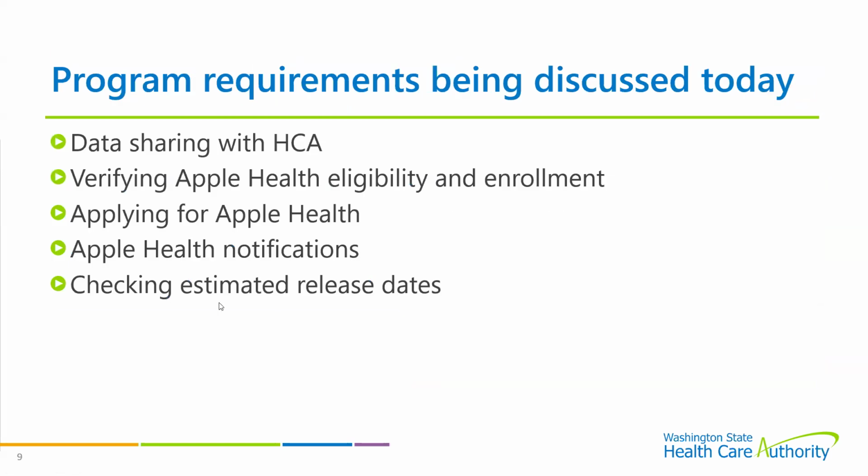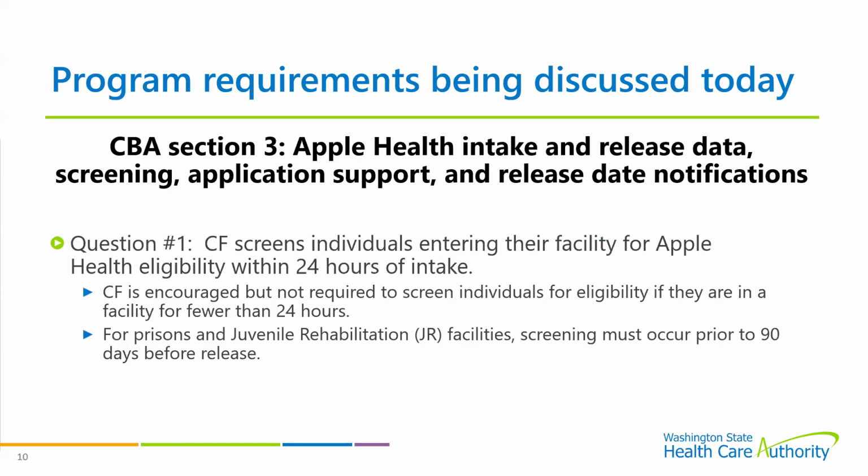We pretty much talked about all of this, but you can lump the requirements into a couple of different categories, including data sharing with HCA, verifying Apple Health eligibility and enrollment, applying for Apple Health, notifications, and then checking estimated release dates. I'm not going to go through every requirement number today because we have so many, but this is a summary of what we're talking about. We encourage you to look at the capacity building application to look at the specific requirements. We've also listed them here, grouped into topics, and that should help you follow along.